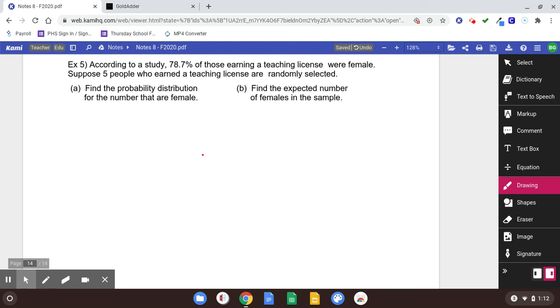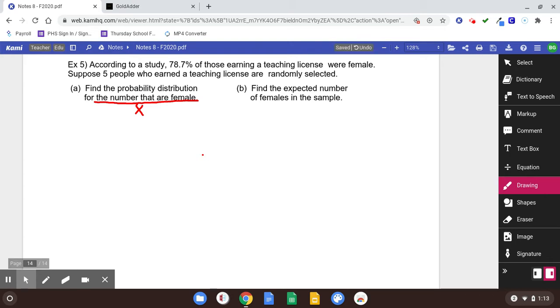Example 5, according to a study, 78.7% of those earning a teaching license were female. Suppose 5 people who earned a teaching license are randomly selected. A, find the probability distribution for the number that are female. The number that are female is our random variable.